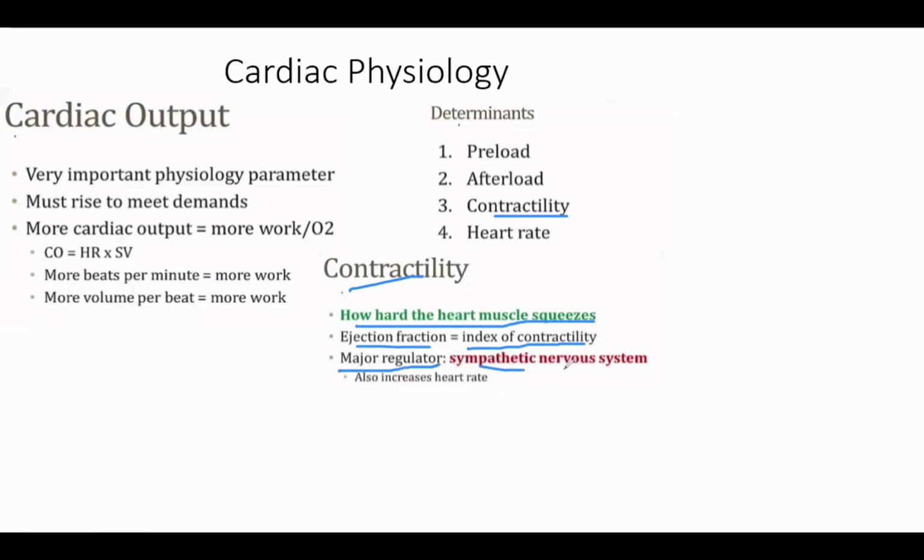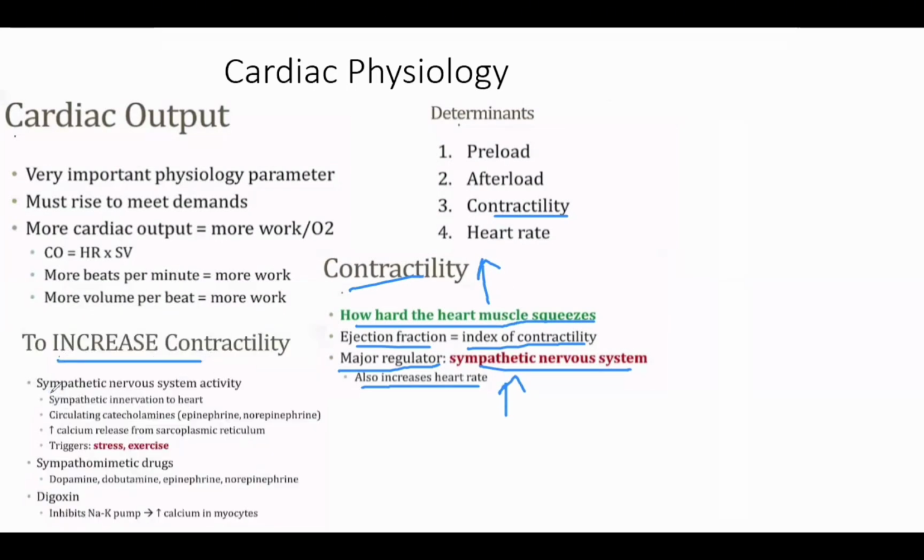The major regulator is the sympathetic nervous system because it increases the heart rate and it also increases the contractility. So when the sympathetic nervous system is activated, it will increase the contractility and also the heart rate. The sympathetic innervations are into the heart, and there are circulating catecholamines like epinephrine and norepinephrine. These epinephrine and norepinephrine will act on the beta 1 receptors present in the heart, and it will increase the calcium release from the sarcoplasmic reticulum in the myocytes.